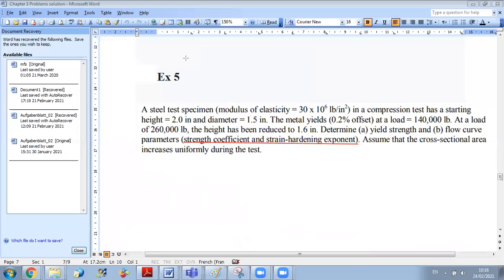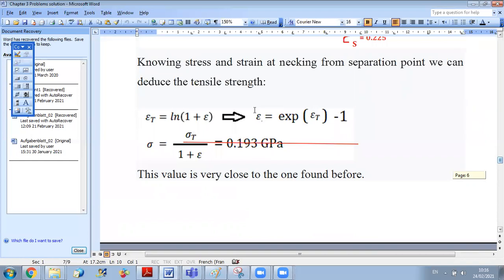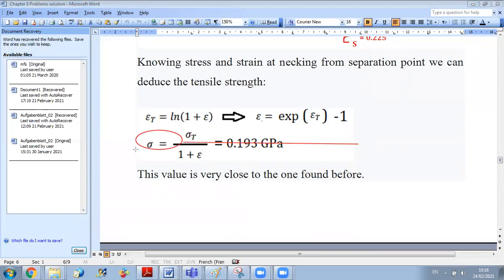So now I can do two things. First, I can go to the formulas which correlate epsilon true to epsilon engineering and sigma true to sigma engineering, and apply them. This is the easiest, most straightforward method because I already have sigma yield engineering and I calculated epsilon yield engineering. So using these formulas, I get epsilon true at yield and sigma true at yield.